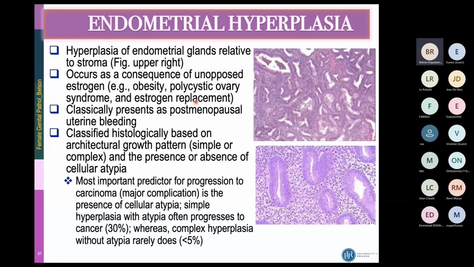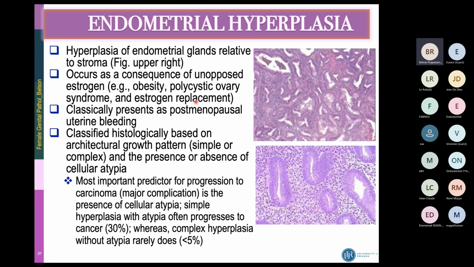It is classified historically based on the architectural pattern, simple or complex. So we have those we call simple or complex, or if there is atypia. The most important predictor of progression to carcinoma is the presence of cellular atypia. As we see with endometrial cancer, we have two types of endometrial carcinoma. One of them comes from hyperplasia.